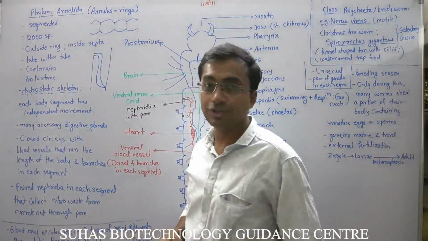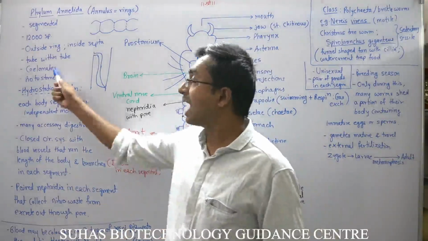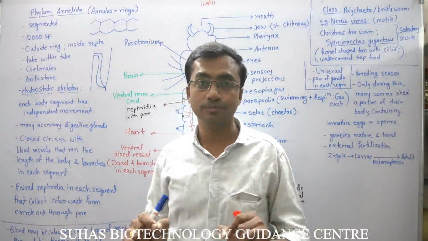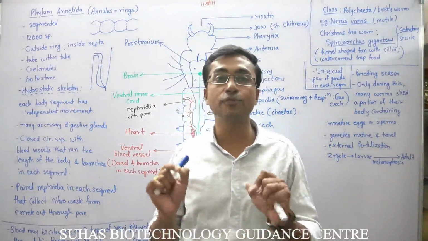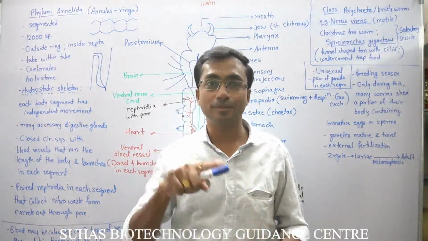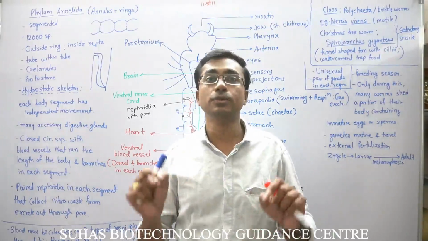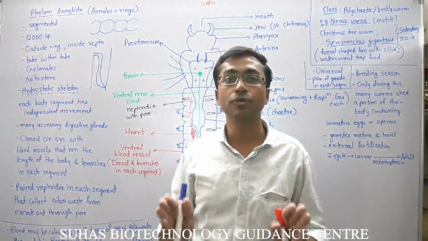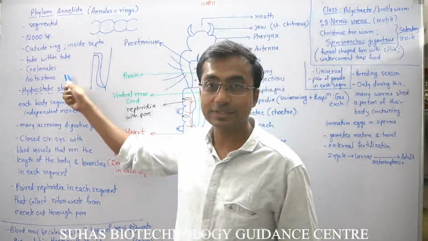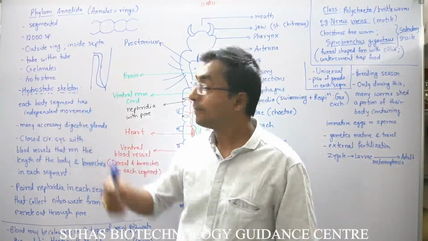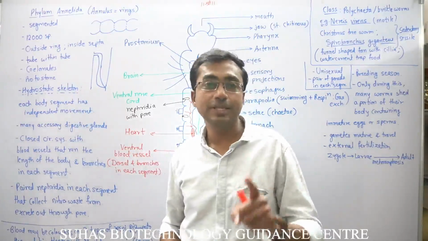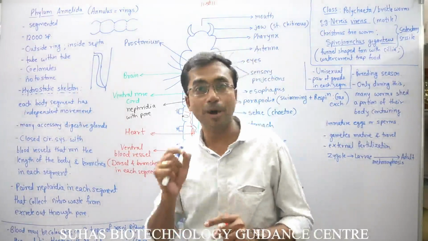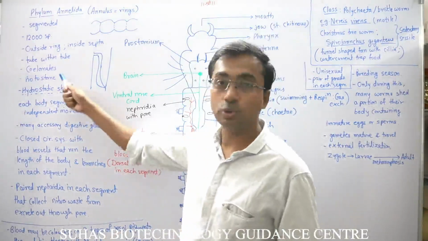Other than the tube within tube type of system, they are coelomates, meaning they have a true coelom. When the coelom is completely formed by mesoderm, with no involvement of endoderm or ectoderm, we call them coelomates. And protostome means the first embryonic opening becomes the mouth, and that's why they are protostomes.